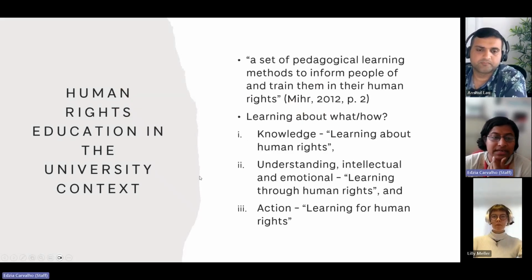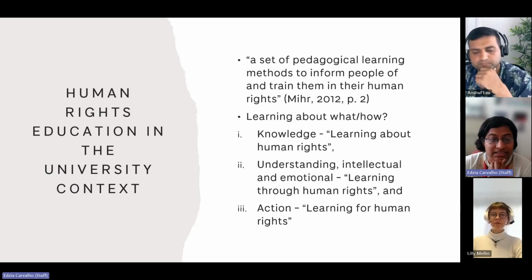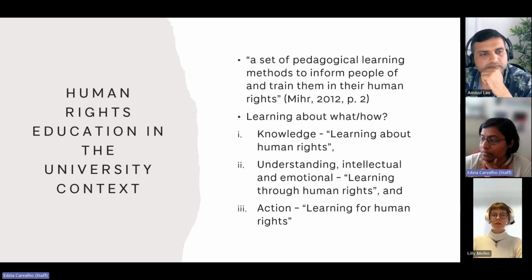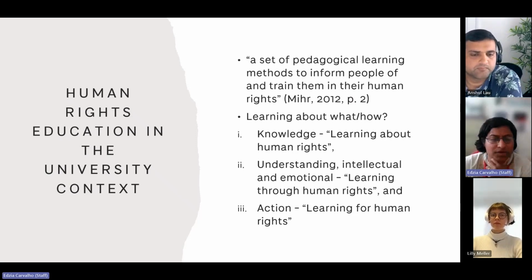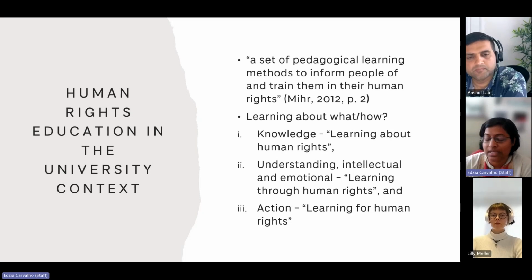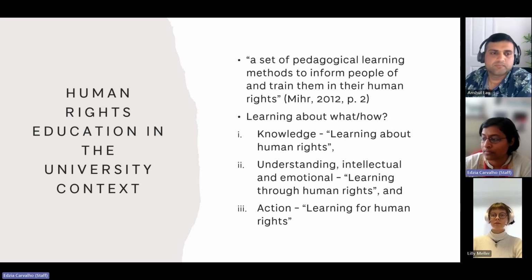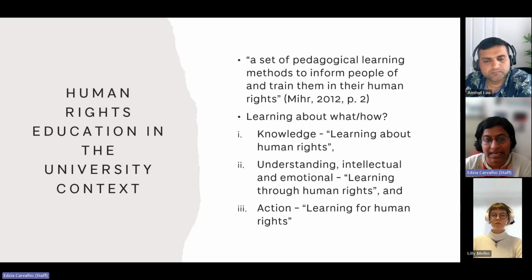So what does it really mean to have human rights education in this kind of context? And Anja Mihr suggests that human rights education should be a little bit more than just another module. She talks about human rights education focusing on knowledge, on the development of understanding, both intellectual understanding and emotional understanding, and learning about action. So, learning for human rights. Taking everything that students have done on a module, and then applying it somewhere so that there is some kind of an outcome.